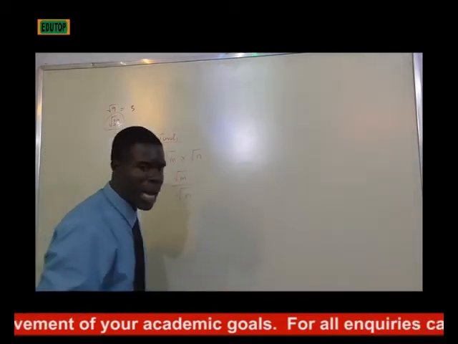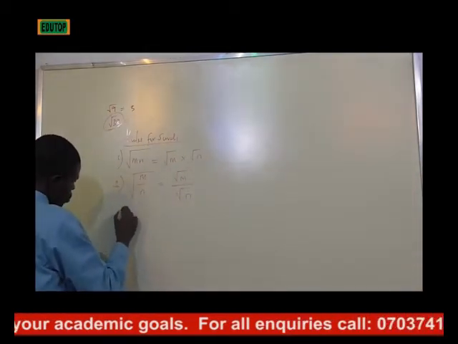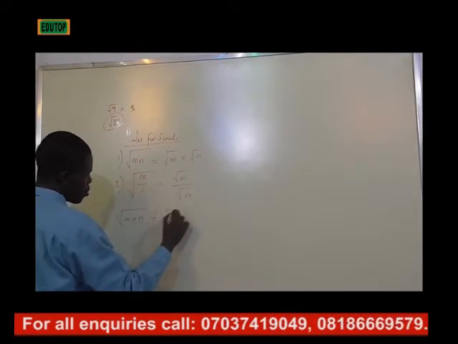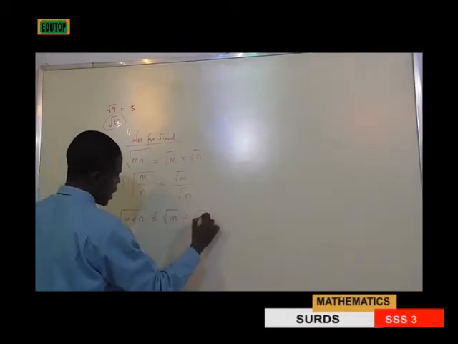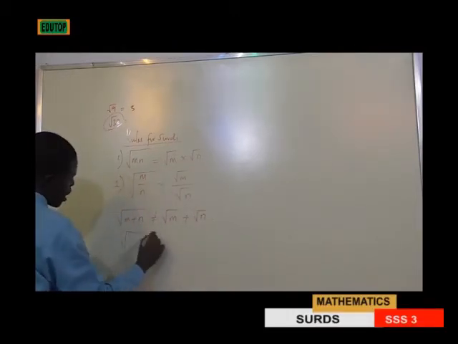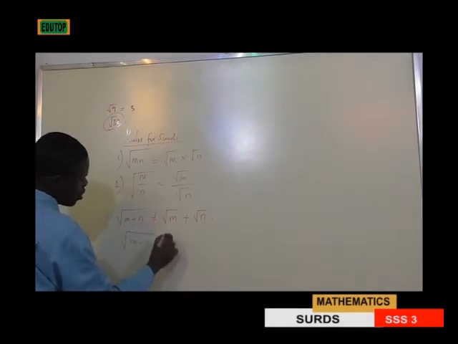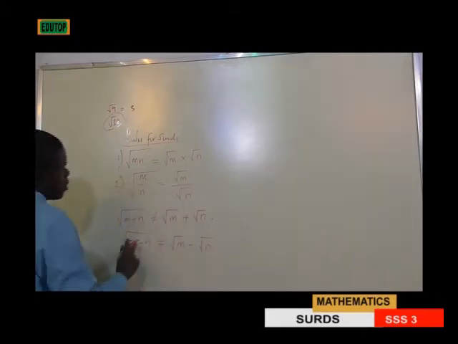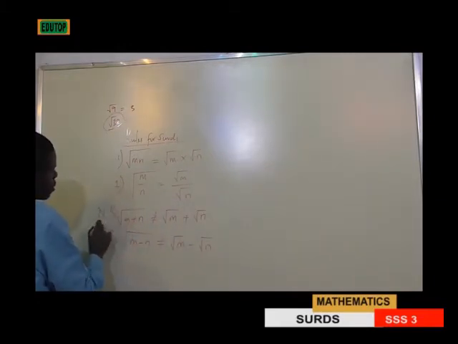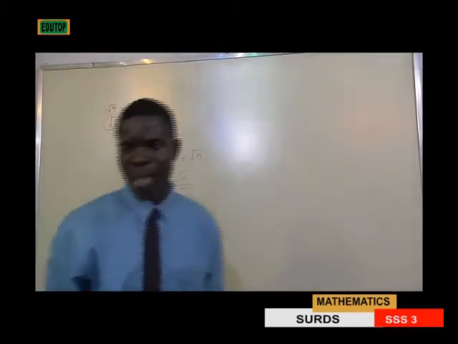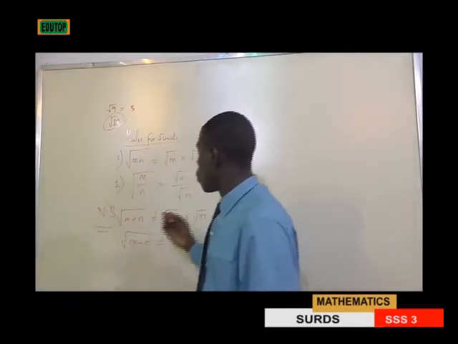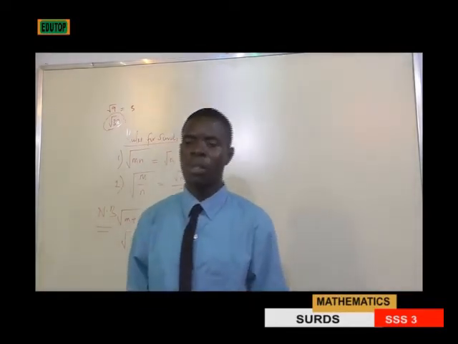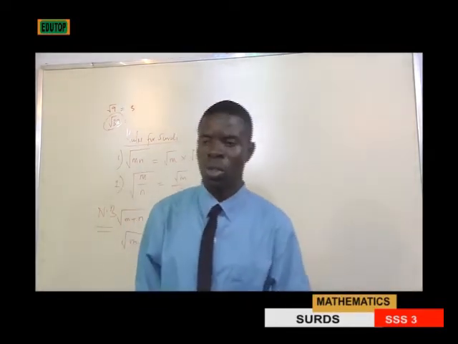It should be noted that the root of m plus n cannot be equal to root m plus root n. The root of m minus n also cannot be equal to root m minus root n. We have to note this. So these two rules are very important in solving problems relating to surds.